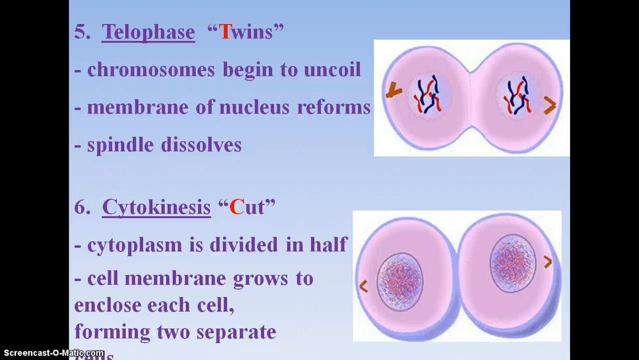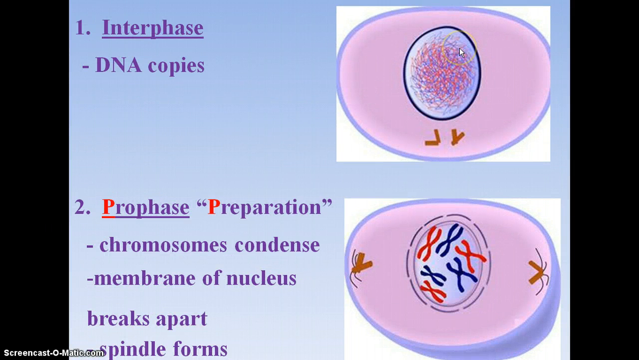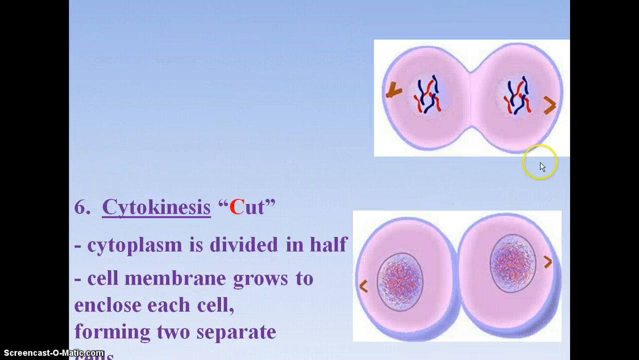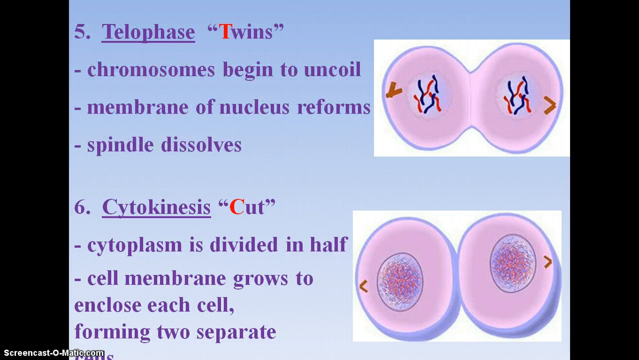So mitosis, again, starts with one cell. If we count the number of pieces of DNA, 1, 2, 3, 4, 5, 6. And if we look at our daughter cells, we still have 6 pieces of DNA. 1, 2, 3, 4, 5, 6 in the left cell, 1, 2, 3, 4, 5, 6 pieces of DNA in the right cell. So mitosis, everything stays the same.